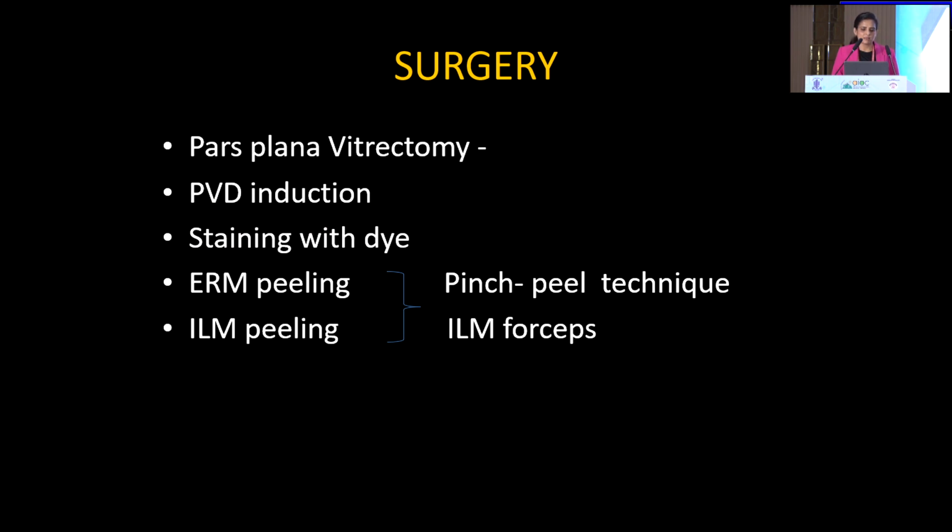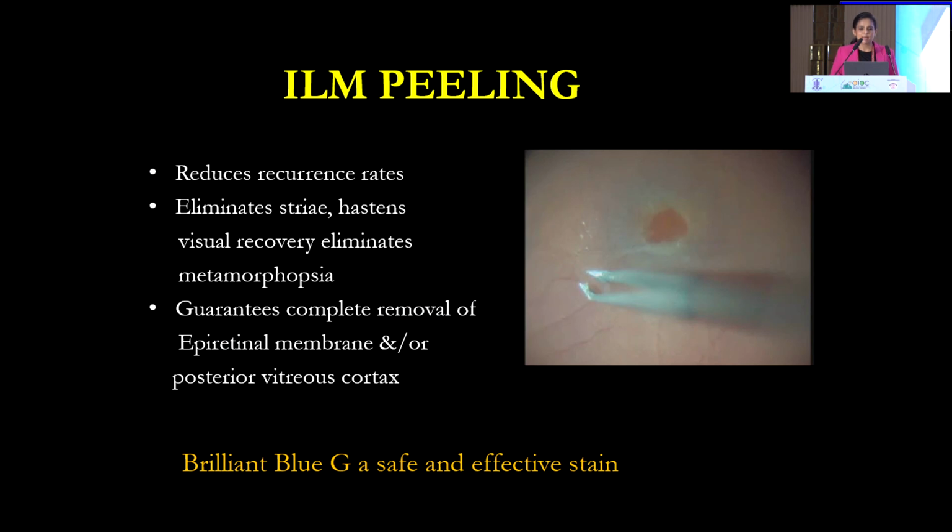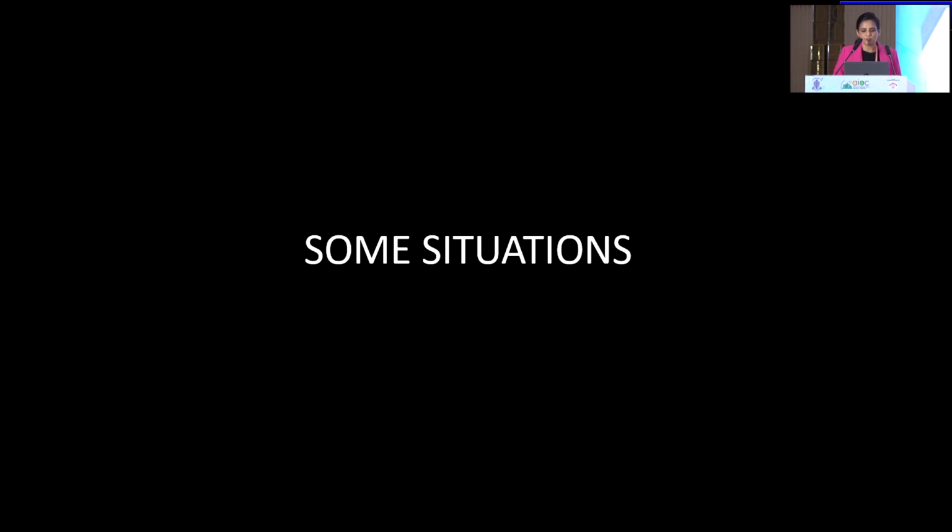In the standard surgery, after doing a vitrectomy, PVD is induced, and then dyes are used to stain. So we can do an ERM peeling followed by a subsequent ILM peeling, and the pinch and peel technique using the ILM forceps is used. Now there are two dyes which help with this. One is the trypan blue and one is brilliant blue. Brilliant blue selectively stains the ILM and trypan blue stains the ERM. The trypan blue that we retina surgeons use is of a higher concentration than the ones used by the cataract surgeons. So ILM peeling can be done in some selected cases to reduce the recurrence rates, especially patients who have a lot of stria. So in those, ILM peeling is done and it guarantees complete removal of the epiretinal membrane.